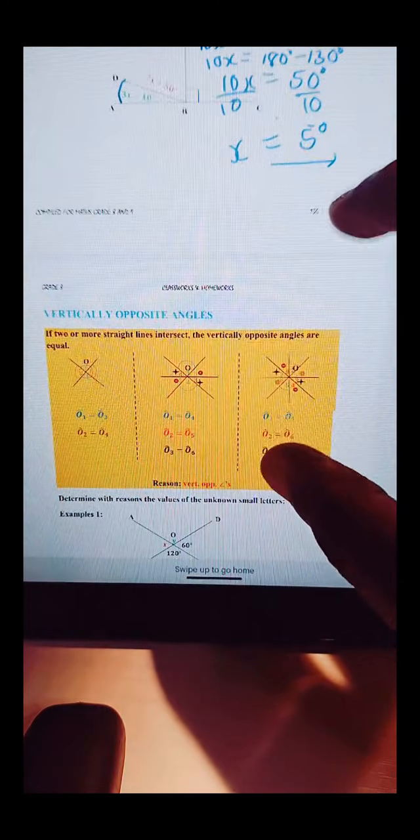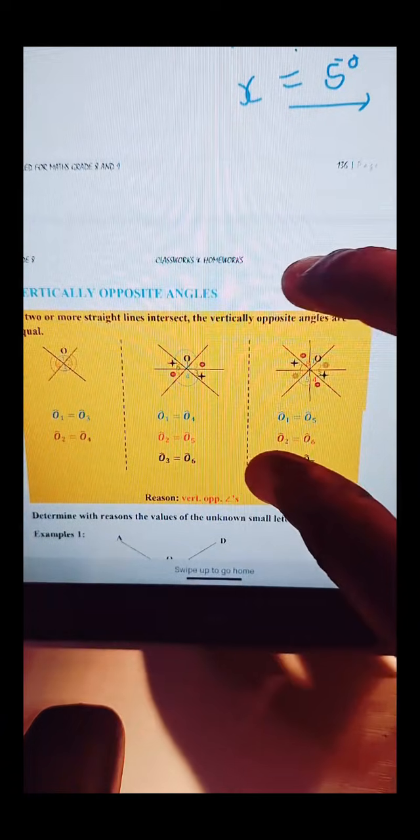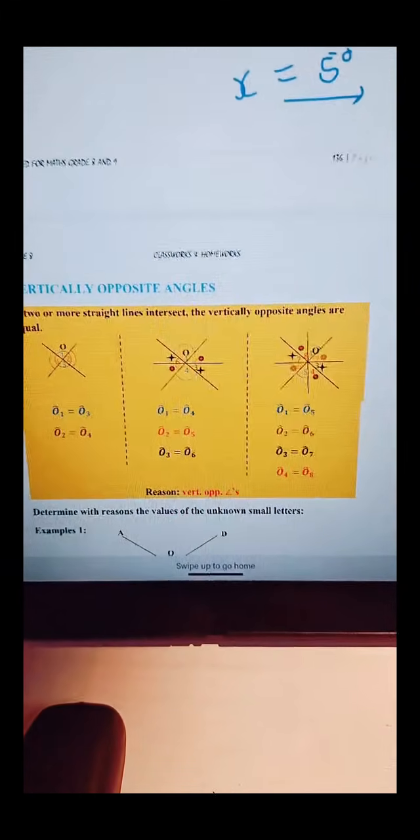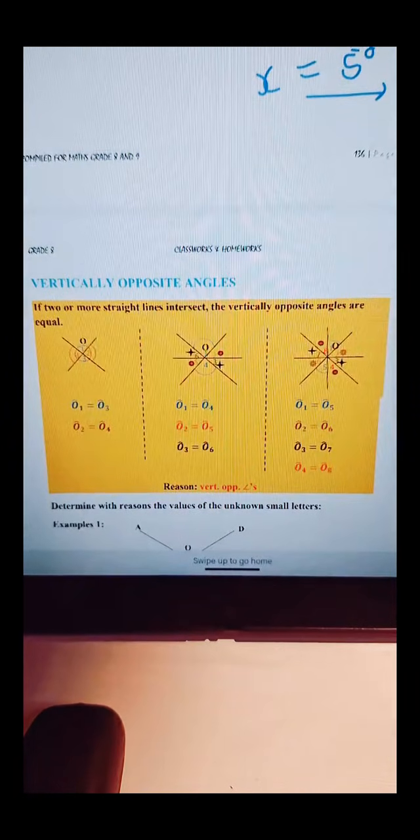Now let's look at a concept that we did not look at the last time: the concept of vertically opposite angles. So what does the concept say? If two or more straight lines intersect, the vertically opposite angles are equal.